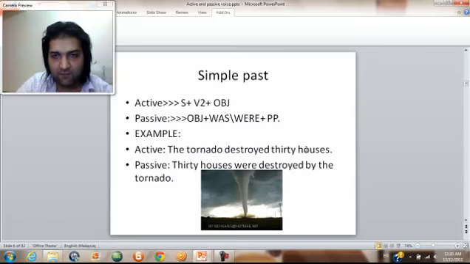And first of all, we pick our object and bring it to the beginning of the sentence in passive. 30 houses. Now, houses is a plural noun, so between was and were, we'll choose were, destroyed as PP, by the tornado.